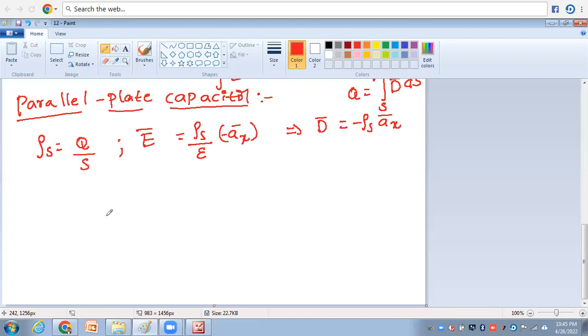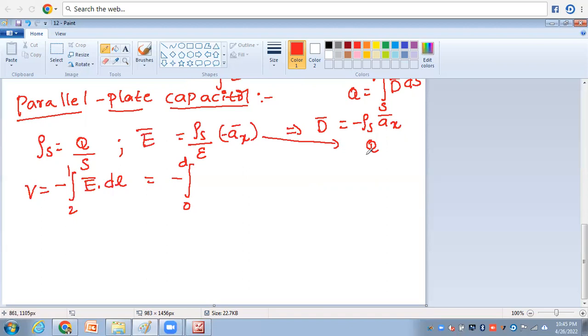Now I will derive the capacitance of two parallel plates. So the expression is V equal to minus integral 2 to 1, E bar dot dl. The distance between the plates is d, so I will write it directly: 0 to d is the distance. In the place of E bar, I will substitute some expressions.